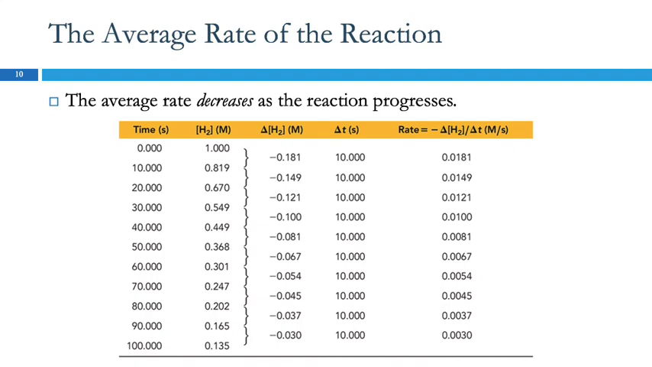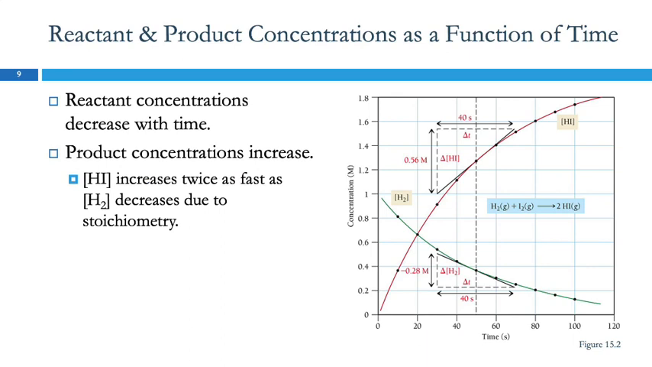So the average rate is going to decrease as the reaction progresses. So here, time, 0, 10, etc. The concentration of H2 is going down. If we look at the change in the concentration, that's this one, 0.819 minus 1, 0.67 minus 0.819. We see that we're getting negative changes in concentration, but these are getting smaller as time goes on. The time interval here is the same, so when we calculate the rate, we see that the rate is decreasing. It started out at 0.018, and it got slower and slower. At the end, it was 0.003. And that's what we see when we look at this curve, right? The slope here is steep.